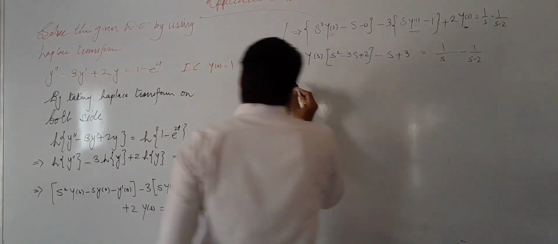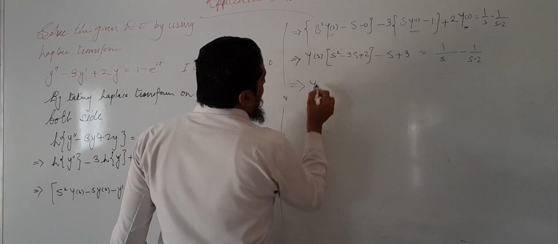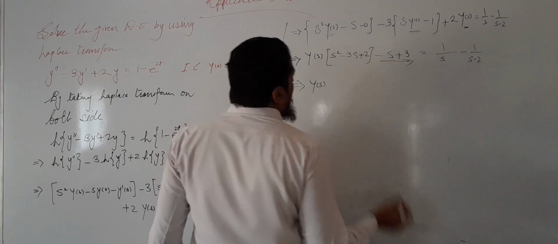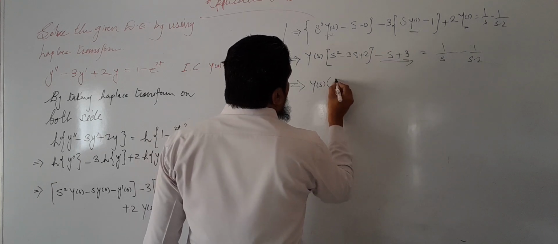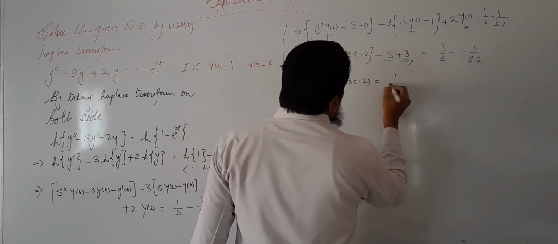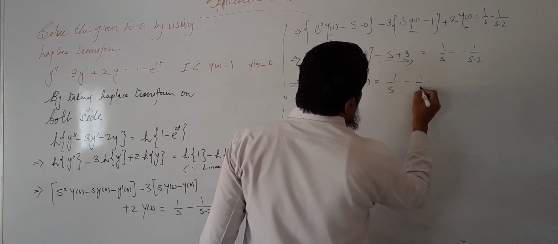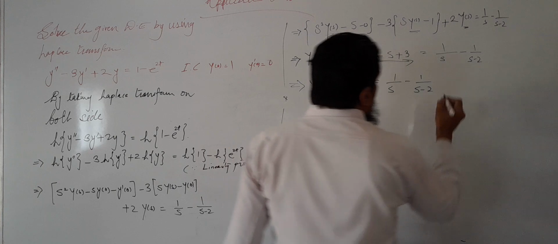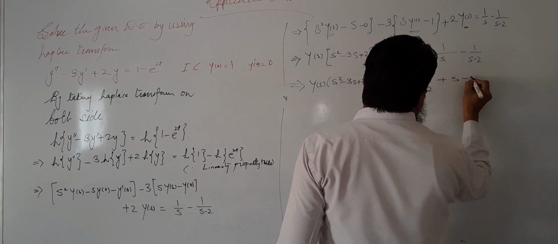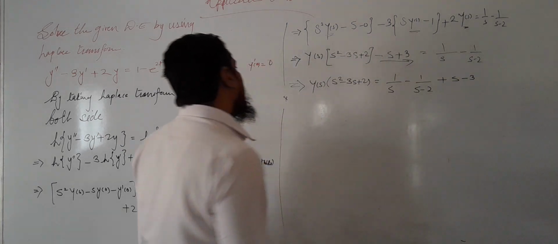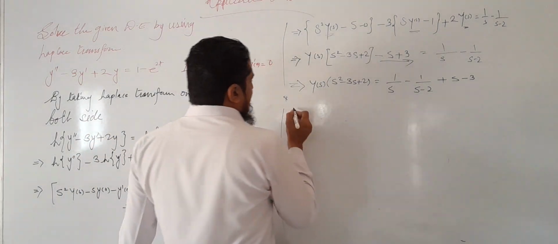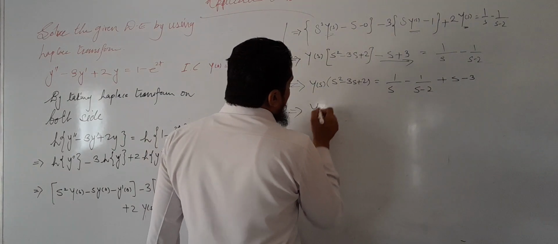Similarly, if we send this to the right hand side, we will get s square plus 3s plus 2 times y of s is equal to 1 upon s minus 2, minus s becomes plus s, and plus 3 becomes minus 3. Now we will send this to the right hand side. This is multiplication.